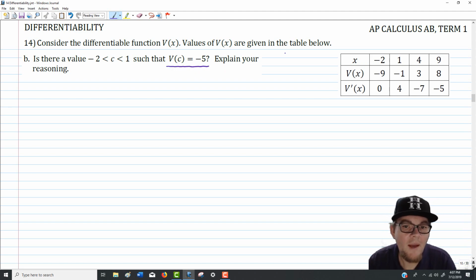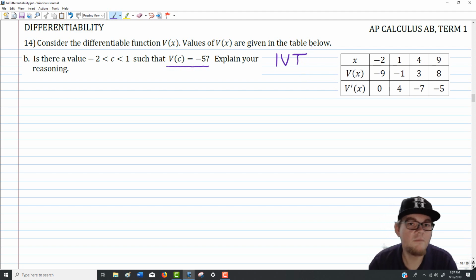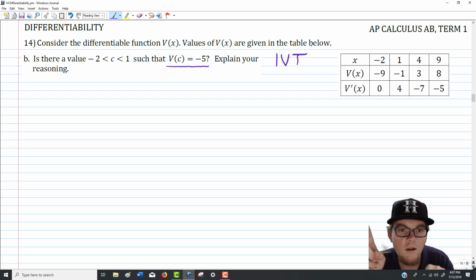So what this leads my mind to think of is the intermediate value theorem. Anytime you're asked about a function value and you're given some information about what x values to look between, that makes me think of IVT. We're trying to check if there are any conditions that will guarantee that if we go from here to here, the value we want is somewhere in the middle.